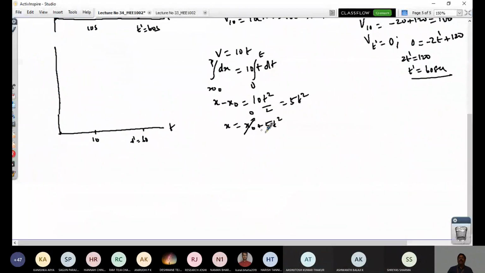So x is equal to 5t squared. So x equals 5t squared is a parabolic variation. So I will have now here my x variation in meters given by a parabolic variation, the parabolic variation till this point.